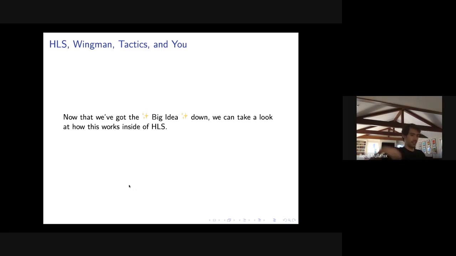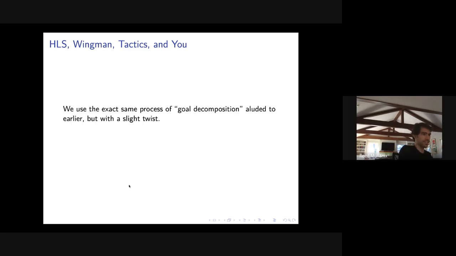So this is sort of the 10,000 foot view. Now let's take like the sort of 10-inch view of specifically how does this work inside of HLS. We can use this sort of exact same process of goal decomposition that we alluded to earlier, but there's an extra twist.